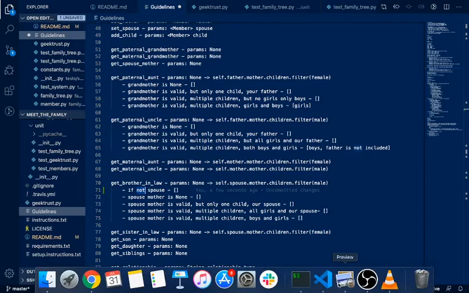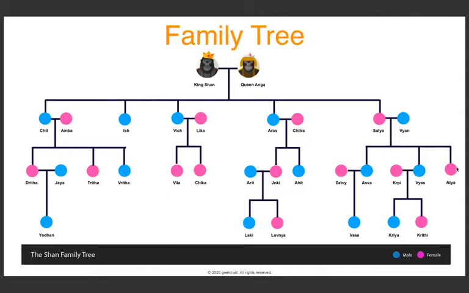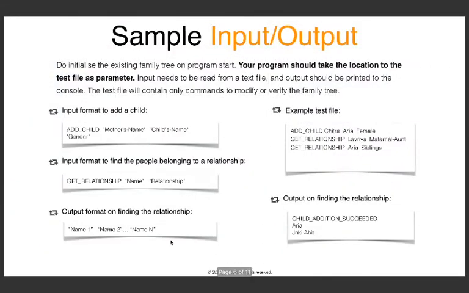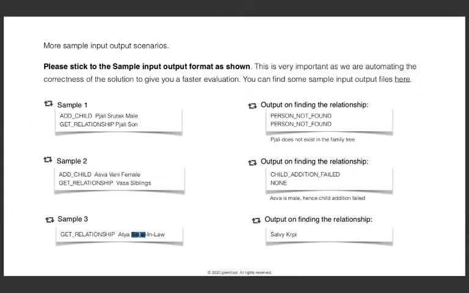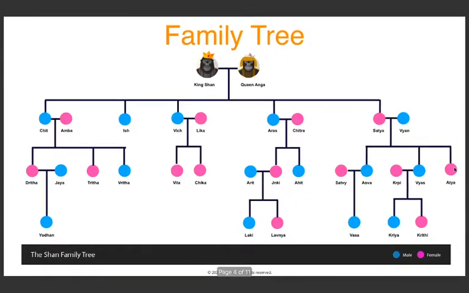But there's a small change here. As you can see, Atya does not have a spouse. She has no husband. So since she has no husband, we can't get the spouse's mother, which means we can't get the spouse's children. But if you look here, Atya's sister-in-law has two values, Sadfi and Karpi. How are they related? Atya has two brothers, Asva and Vyas, who have wives, and they are Atya's sisters-in-law.